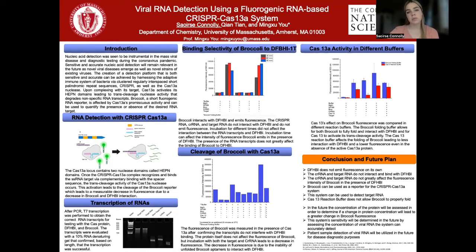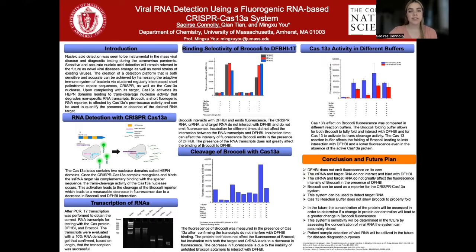Initially, PCR was performed to obtain the DNA templates that would be used for T7 transcription. After T7 transcription was performed, a 10% denaturing gel electrophoresis was used to determine if the correct transcripts were obtained. The results shown here determined that the transcription was successful based on the length of each RNA transcript.